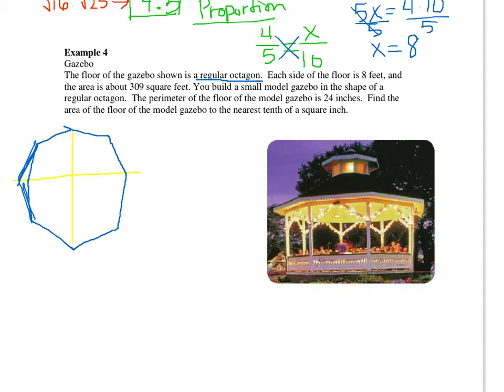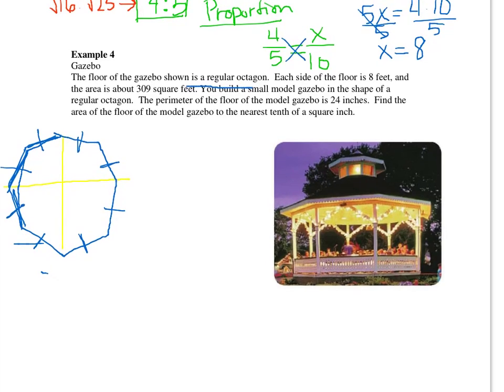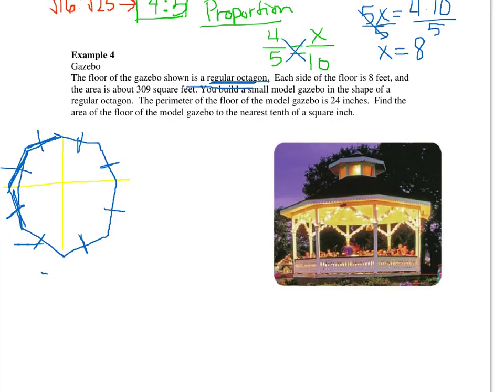So based on the fact that it's regular, we're going to make all these equal. 1, 2, 3, 4, 5, 6, 7, 8. Yep, I got all 8 sides on there. So I'm going to mark that those are all equal because it's a regular octagon. Each side of the floor is 8 feet, so I know all of these are 8. And the area is about 309 square feet, so area equals 309, and that's feet squared.